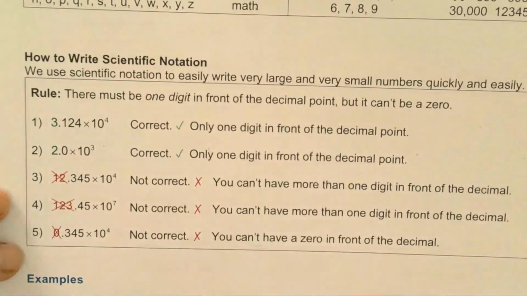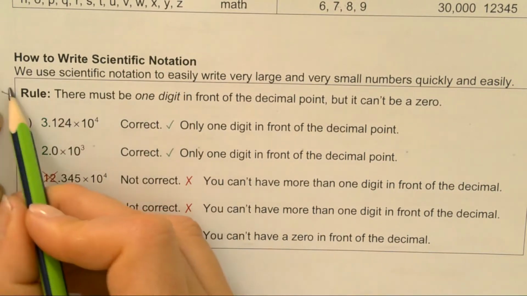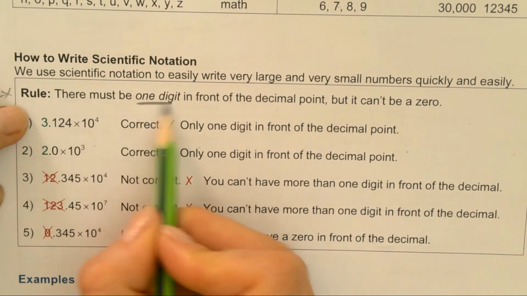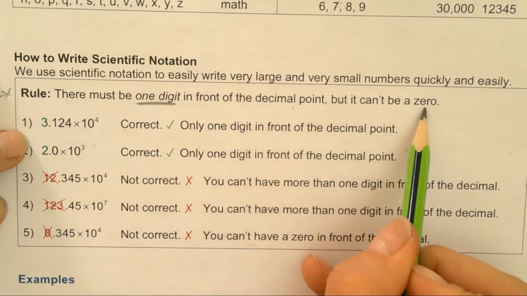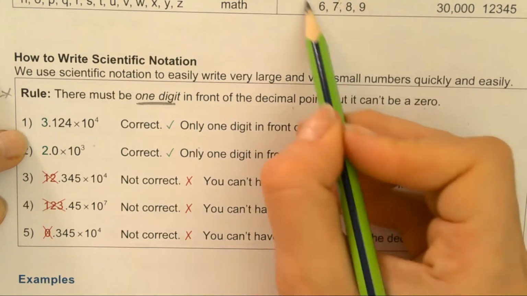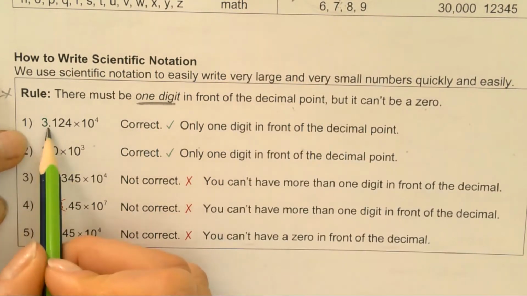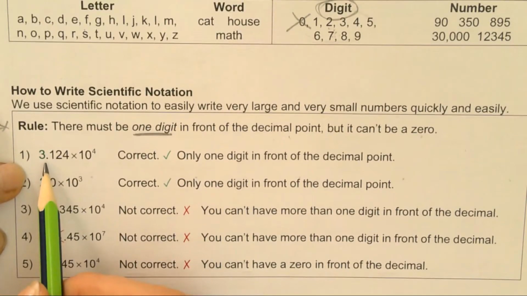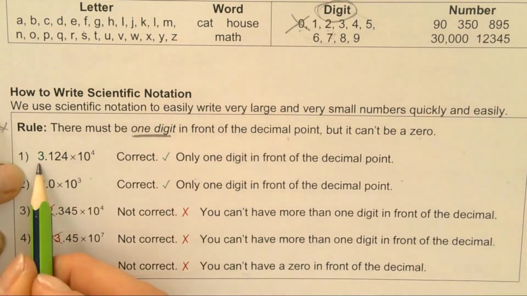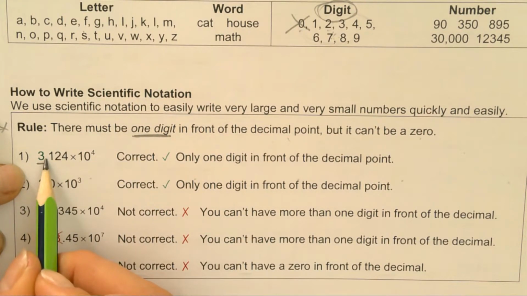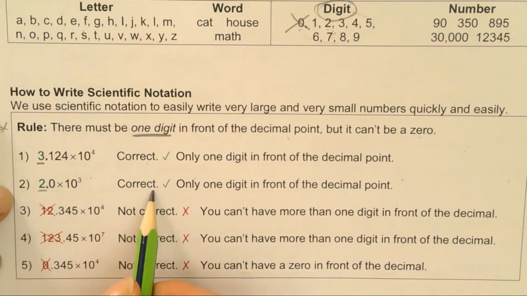So how do I write things in scientific notation? This is the rule right here. There must be one digit in front of the decimal point, but it can't be 0. So I take any one of these digits, but not the 0, in front of the decimal point. So if I have just a 3 in front of the decimal point, it's good. If I have a 2 in front of the decimal point, it's good.